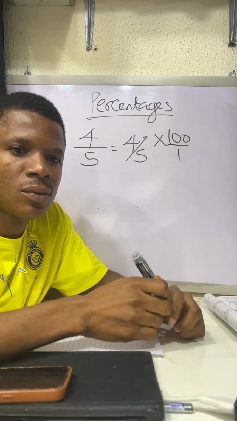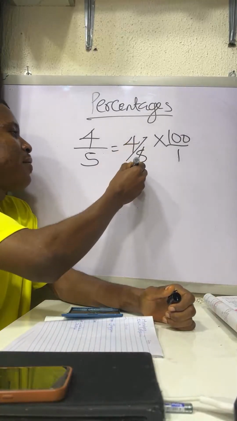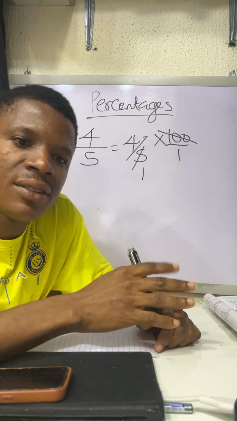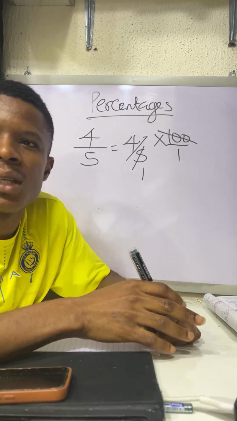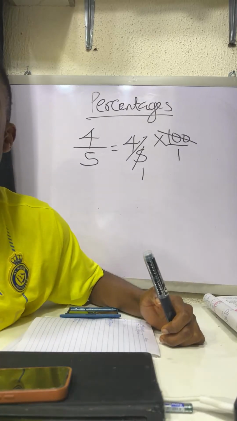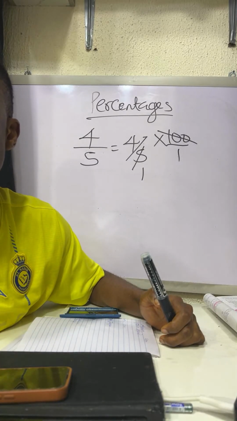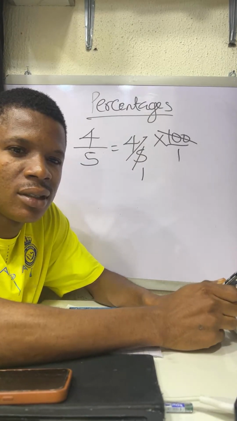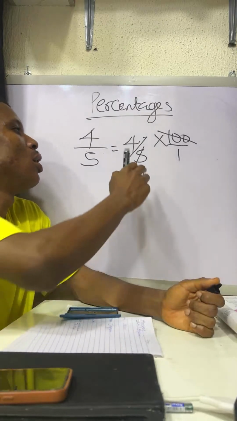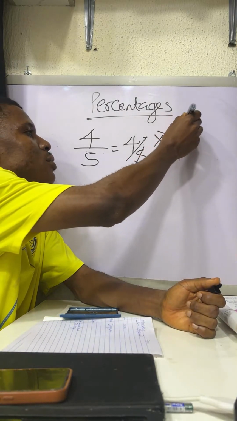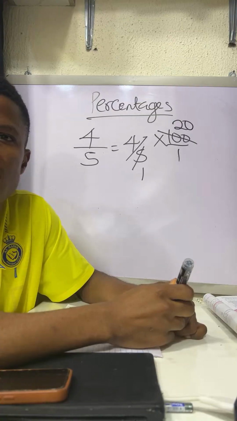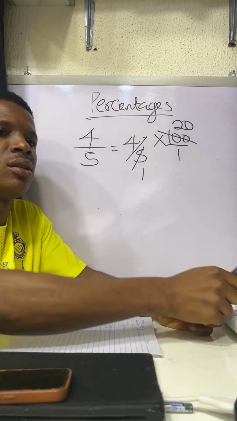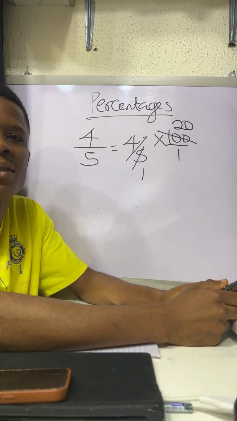So 5 divided by itself is 1. When you divide 100 by 5, what is it? 100 divided by 5 is 20, not 0.05. You thought I meant the other way around, but no, 100 divided by 5 is 20.